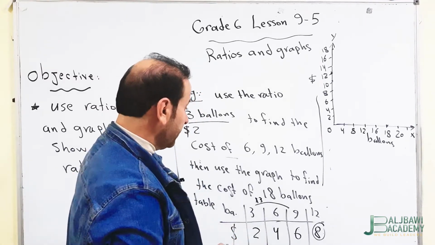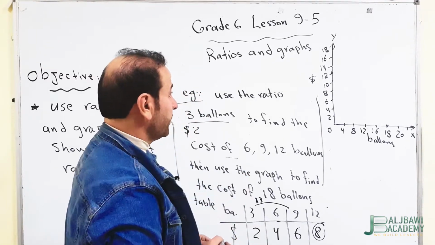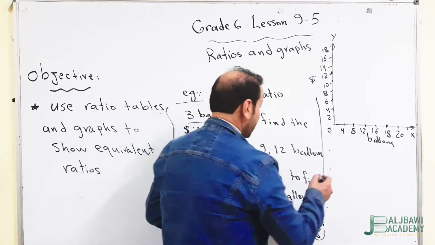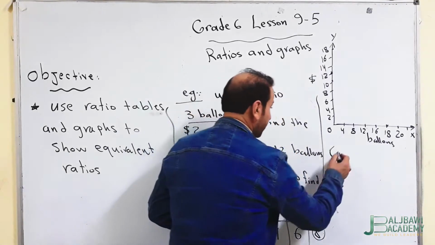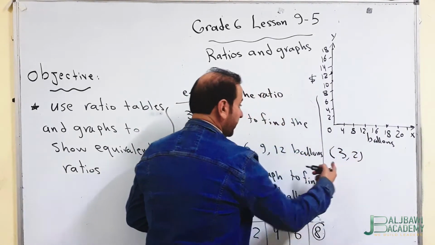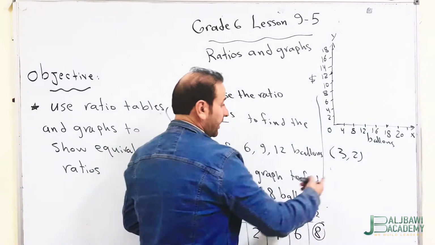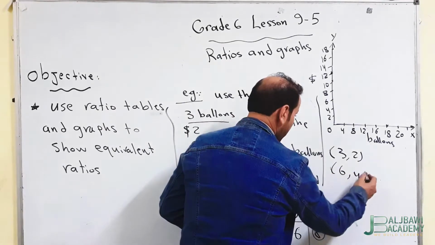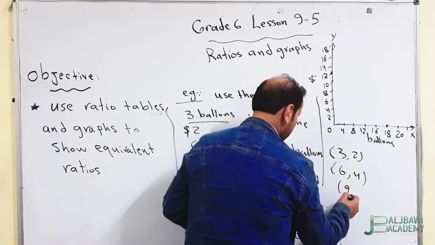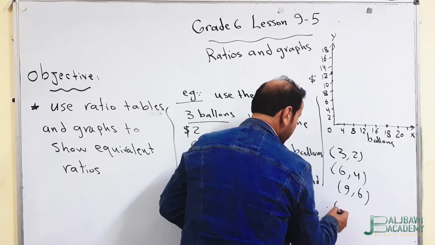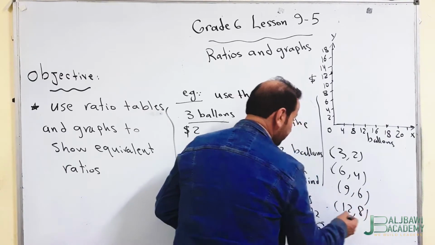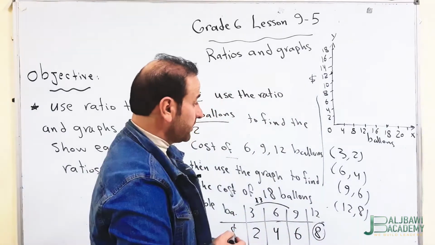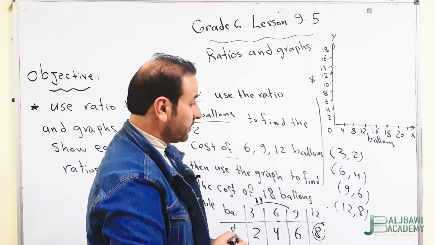Now from this table I can graph on the x and y coordinate plane. From this table I can get some ordered pairs like (3, 2). Here x represents the number of balloons and y represents the cost. (6, 4), (9, 6), and (12, 8). Now if I graph these ordered pairs, they will represent the cost of some numbers of balloons.